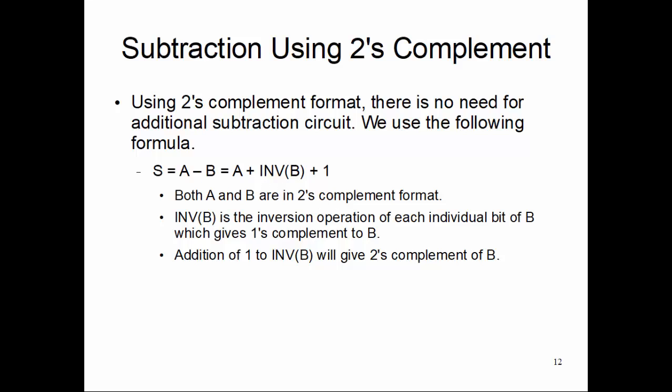Okay, let's say 15 has a pattern like 1 1 1 1, right? 1 1 1 1, that is the 15. And in terms of 8-bit, it becomes 0 0 0 0 1 1 1 1. So minus 15 will be represented by inversion of that bit pattern, which is like 1 1 1 1 0 0 0 0, and add a 1 on top of it. So that becomes 1 1 1 1 0 0 0 1. Okay, so that 1 1 1 1 0 0 0 1 represents minus 15.